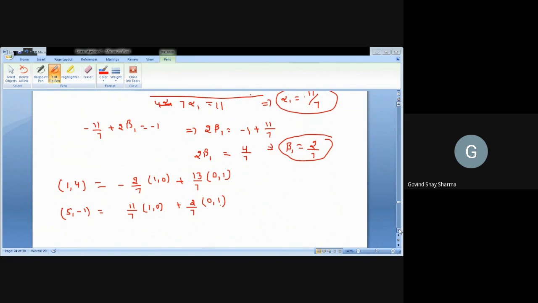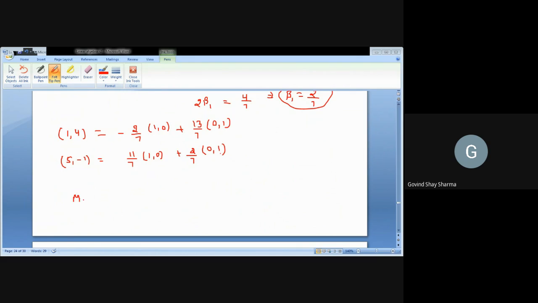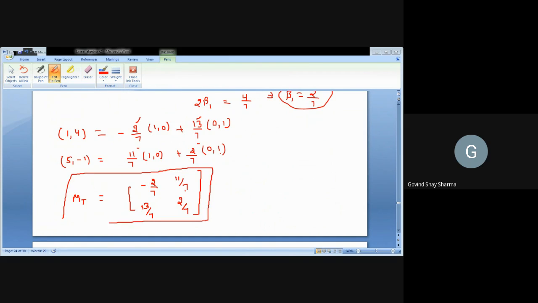So the matrix form of T can be written with the basis multipliers, minus 2 by 7 and 13 by 7, and 11 by 7 and 2 by 7, as the transpose of this. This is the matrix form of the transformation.